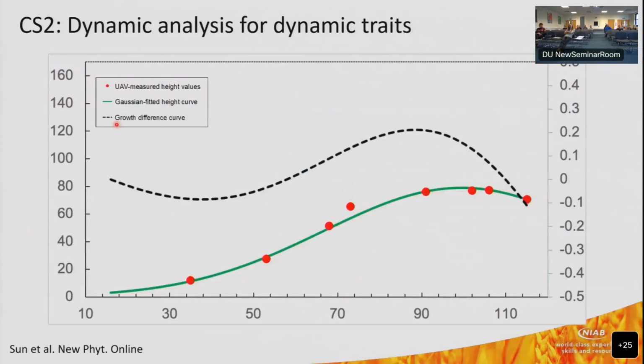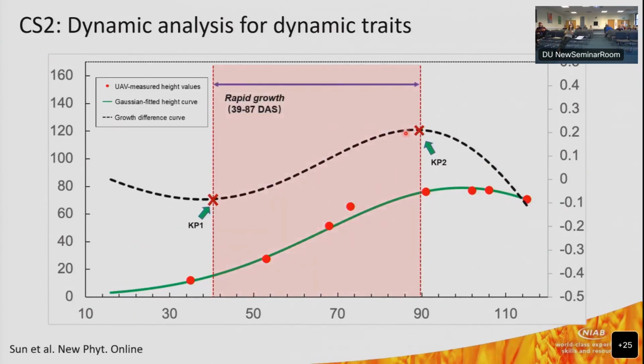I'm using height as an example. There are plenty of traits you can utilize in exactly the same way. And then we fit a model on top of it. We're using a Gaussian model for height, but there are different models for different traits as well, depending on how they perform. And then we study the first derivative, which means how this particular trait is changing over time. As you can see right here, the two key points, we call them key knee points. These knee points tell you at which particular period of time the trait is increasing, and within that range, we define the rapid growth period for height.